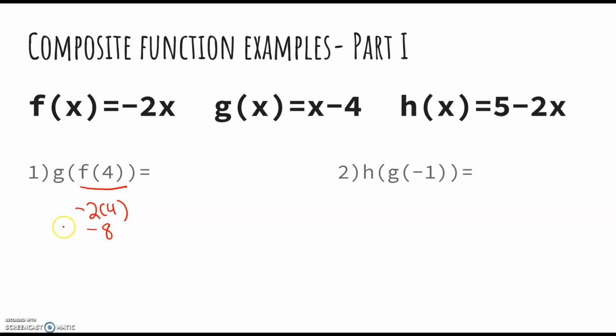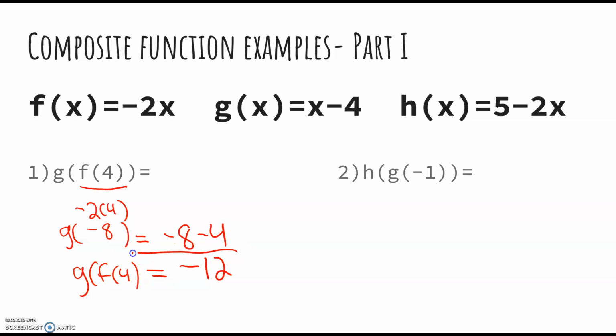And so then I do what is g of negative 8, the result from f of 4, to evaluate my g function. So negative 8 minus 4 is negative 12. So g of f of 4 would equal negative 12.